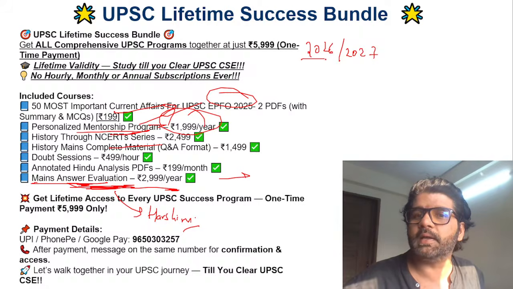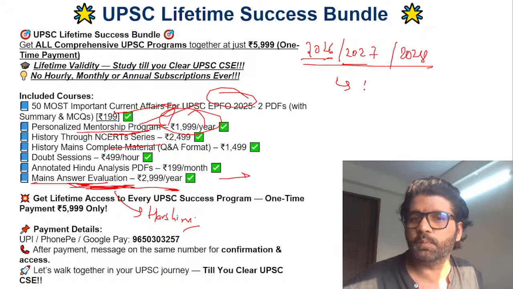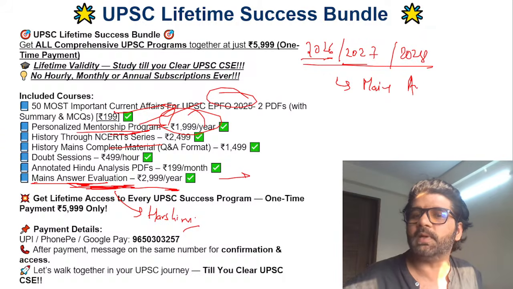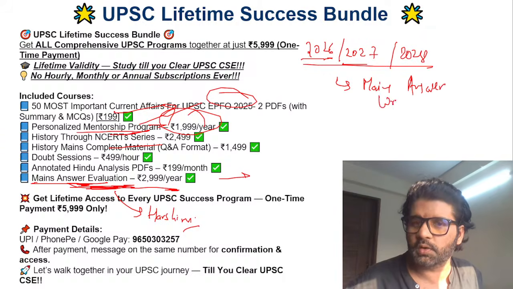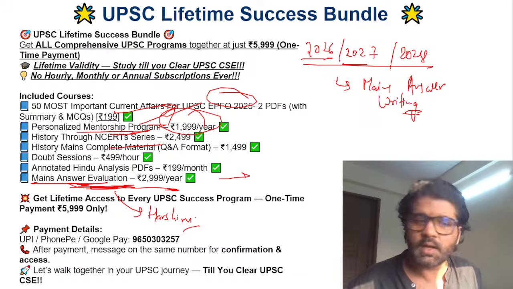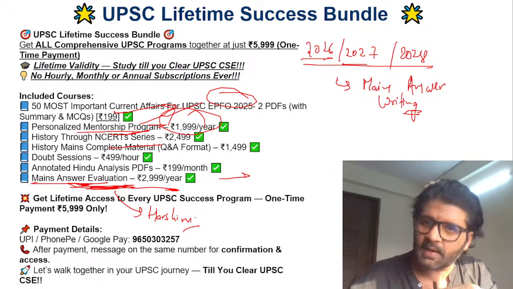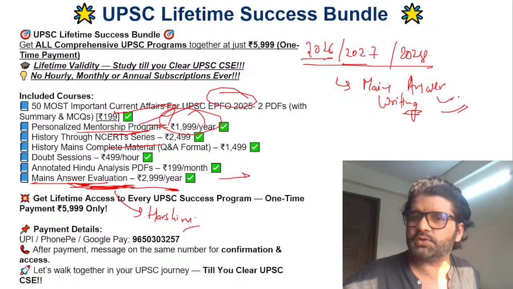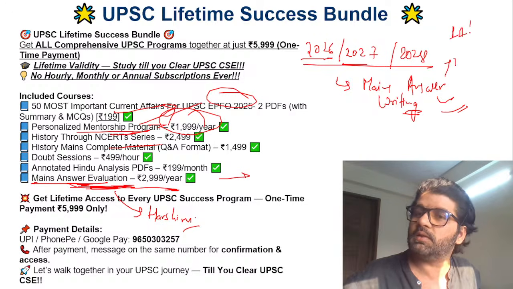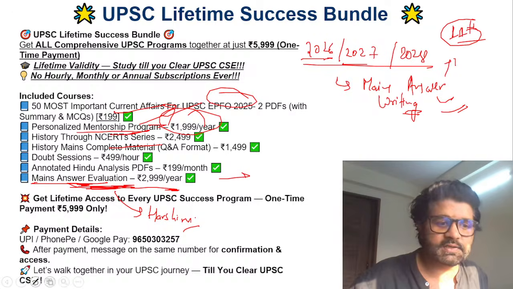Doesn't matter if you're preparing for 2026, 2027, or 2028, you have to do mains answer writing. If somebody asks me what is the biggest cheat code for cracking UPSC CSE, based on my experience and the students who have cracked, this is it. The sooner you start, even if you start in 11th, 12th, the better. So please write answers, guys.